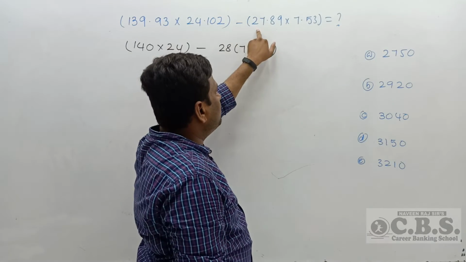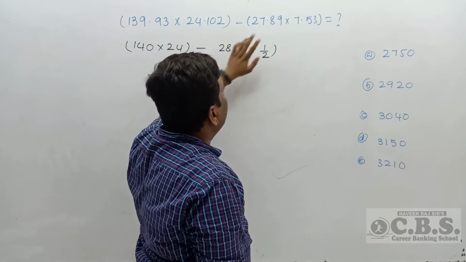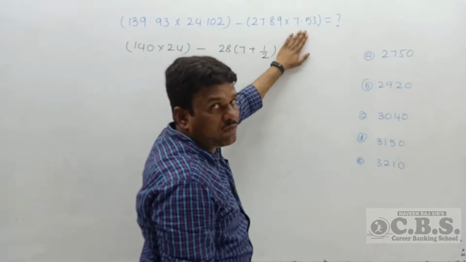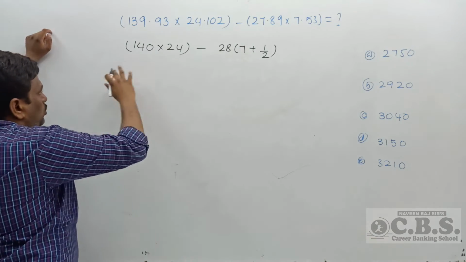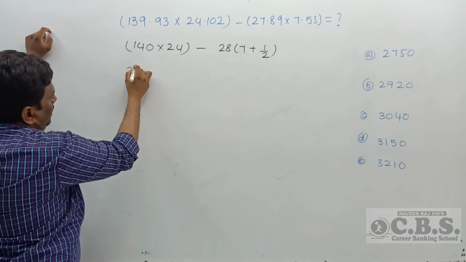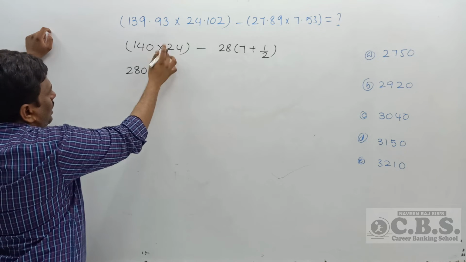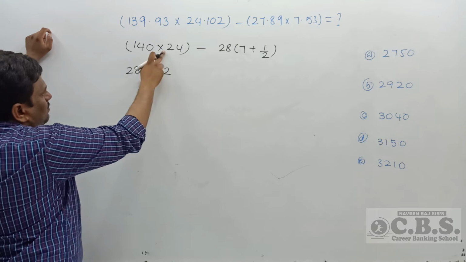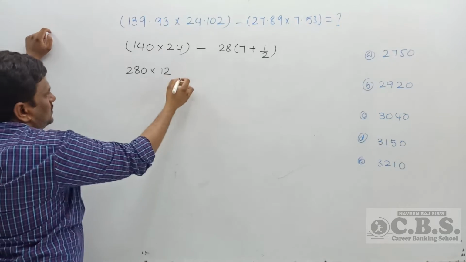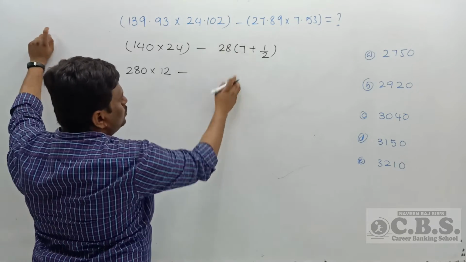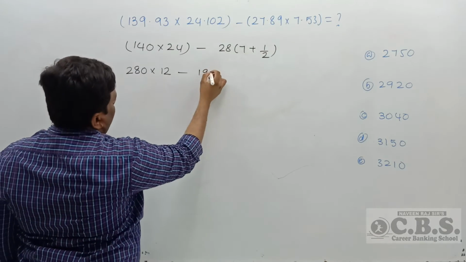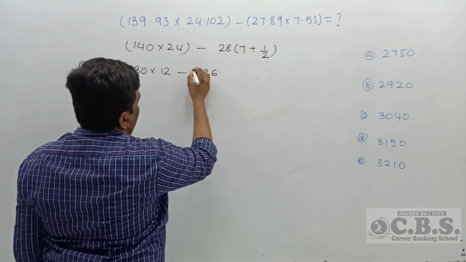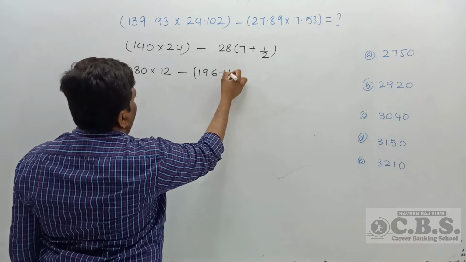So 27.89 you take it as 28, and 7.5, this is the off of the number, you take 7 plus off. So how to do the calculation very fast: it is 280. When I do double, I do off. So instead of multiplication by 24, 12 multiplication is easy. 28 into 7, 2 sevens are 14, 7s are 196, and half of the 28 is 14.